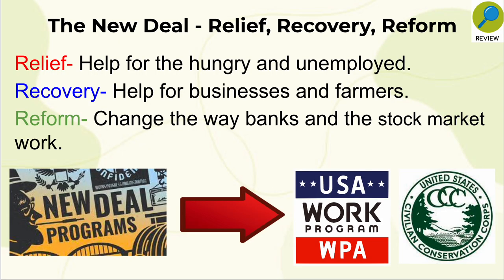Okay, so if you remember, we were talking about the 3 R's of the New Deal the other day. First one's relief. So, very short summary, it's help for the hungry and the unemployed. Then we have recovery, help for businesses and farmers, and reform, changing the way banks and the stock market work. So, relief, you are helping people. Recovery, you are helping the economy. And then reform, you are taking care of the money issues, the stock market issues, things like that.